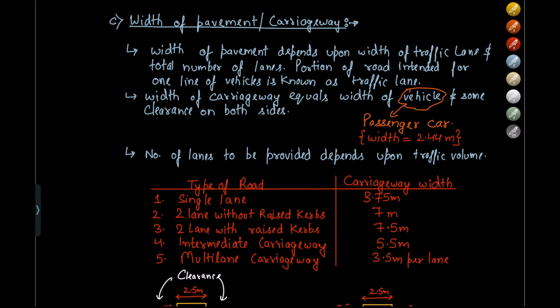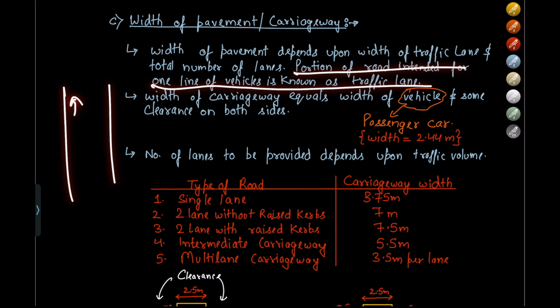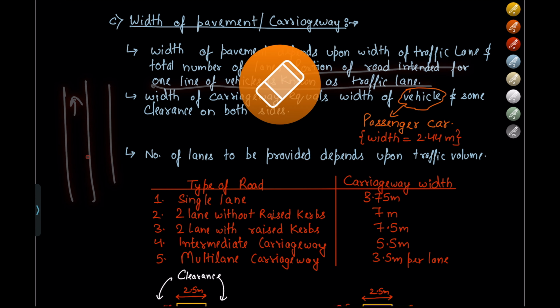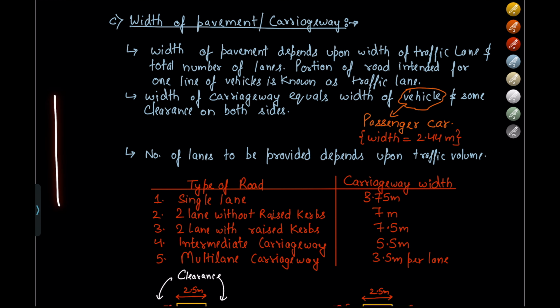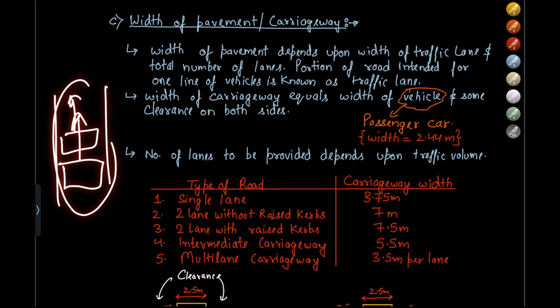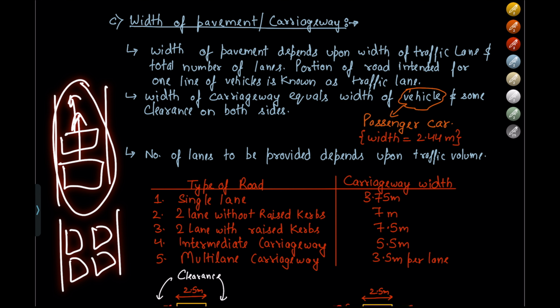The portion of road intended for one line of vehicles is known as a traffic lane. This is to be noted. One line of vehicles, as in if the road is going on this side and a stream of vehicles is going to this side, so this should be called one lane. If on the same road two vehicles can pass following each other, this is known as a two-lane road, right? This needs to be noted down.